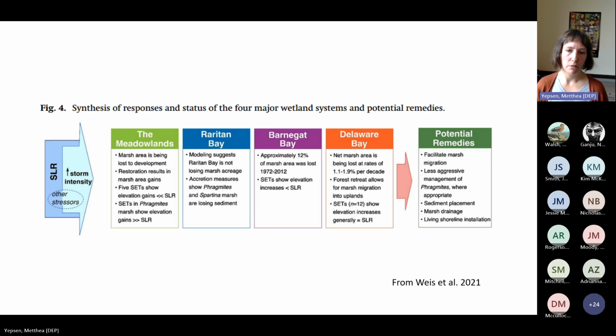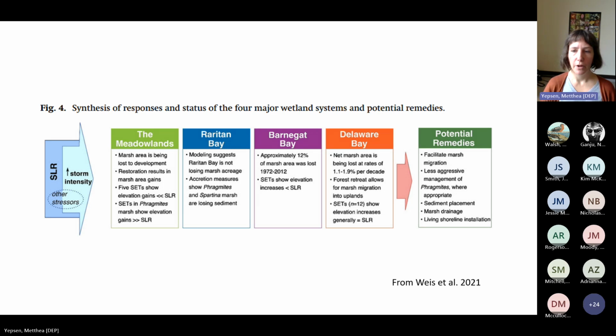The general trends that were found in this paper were that in the Meadowlands, only marshes dominated by Phragmites were keeping pace with sea level rise. There was marsh area that was being lost to development, but some of that had been made up for by restoration projects. In the Raritan Bay, we especially had a gap at that time in data that was being collected. The Barnegat Bay had experienced 12% of marsh loss between 1972 and 2012. And most of the few surface elevation tables included in the study at that time in the Barnegat Bay were showing that marshes were not keeping pace with sea level rise.